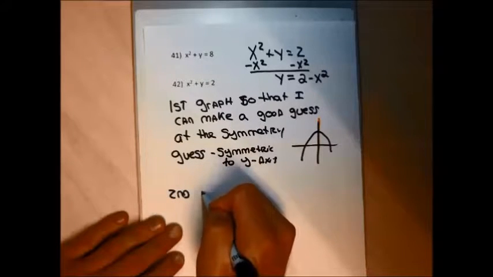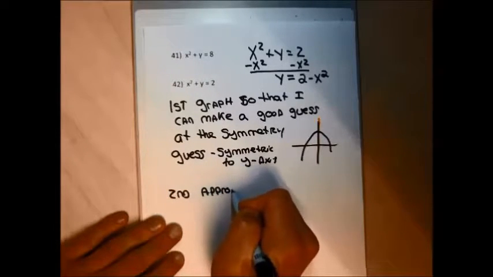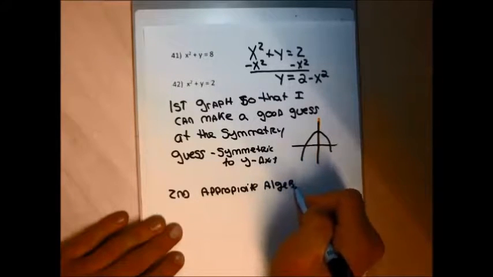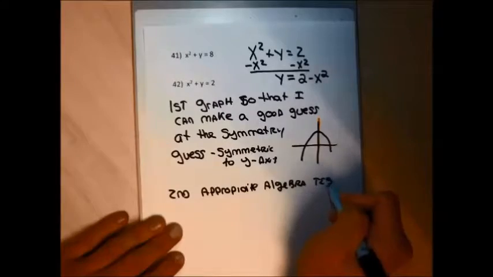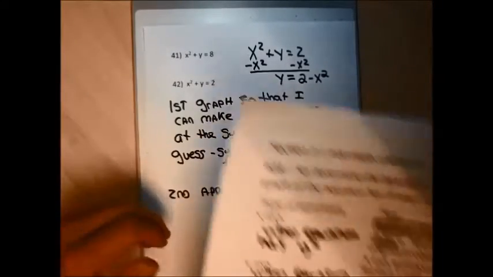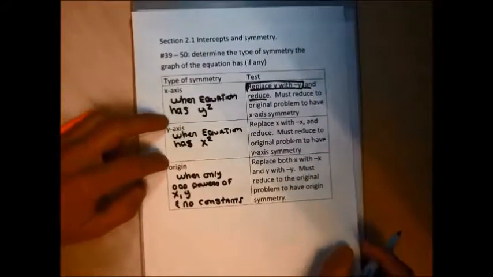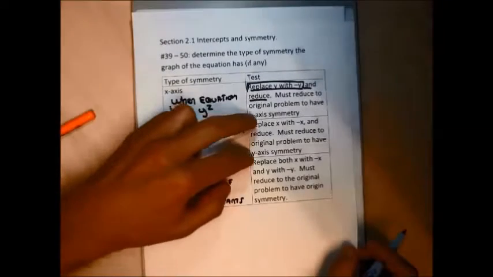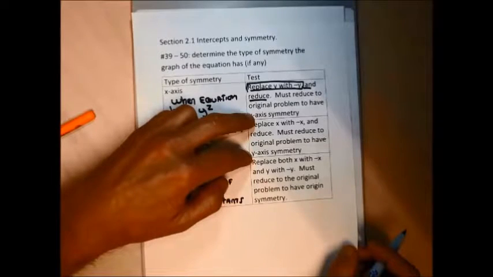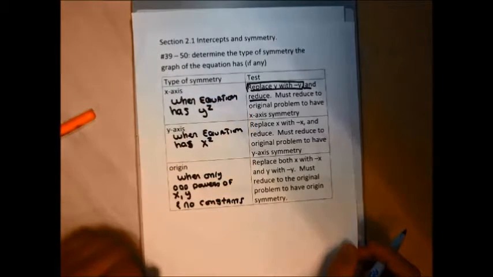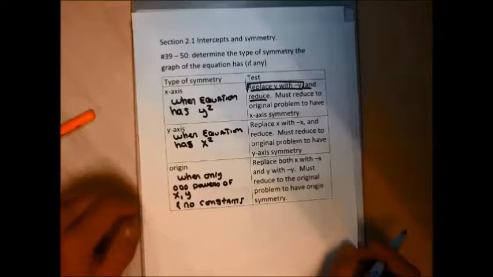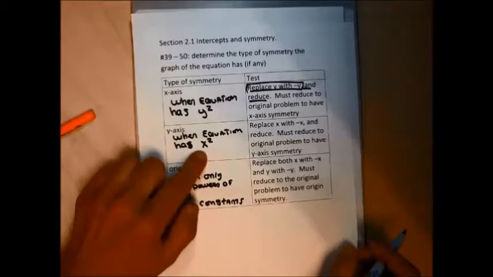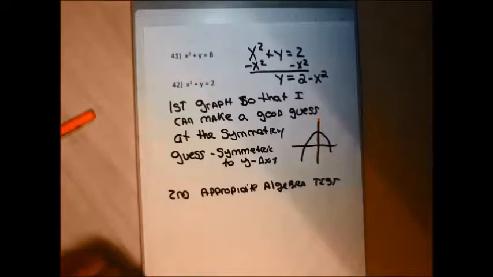Second, I need to do the appropriate algebra test to confirm the symmetry. And the appropriate algebra test, when I think a graph has symmetry to the y-axis, I replace the x with negative x and reduce. If it reduces to the original problem, I do have y-axis symmetry. I thought this was going to have y-axis symmetry because the equation had an x squared and not another x term. So now I'm going to do the appropriate test.